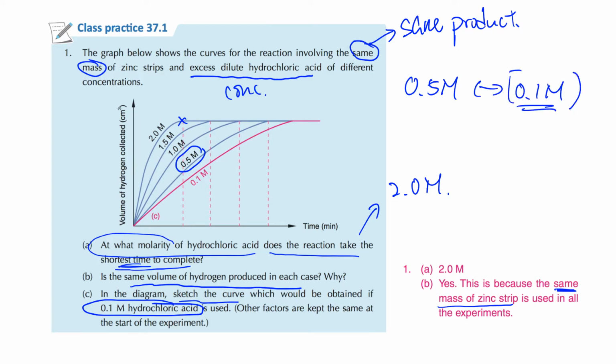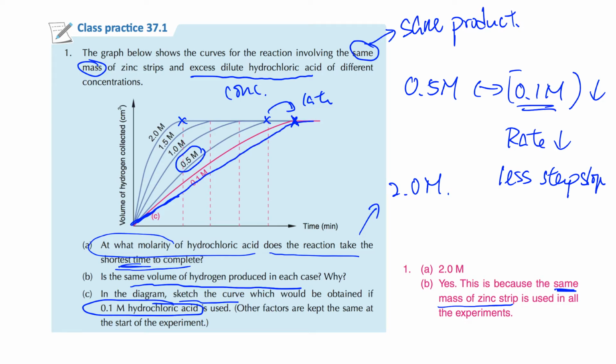0.1 is a lower concentration, so therefore we have a lower rate. Lower rate means a less steep slope. So the curve that we're going to draw will have a less steep slope, and it will end later than this one. So we have this slope and then we end later. The whole graph will be like this.